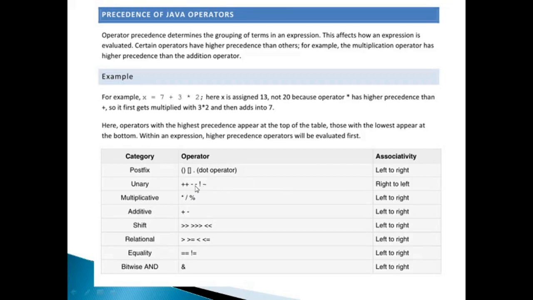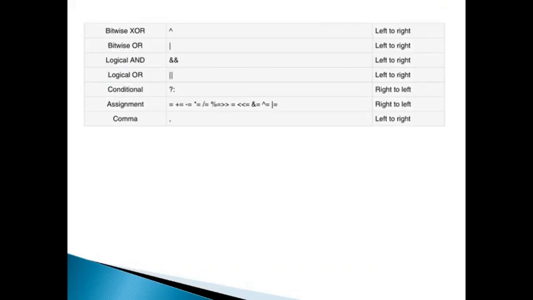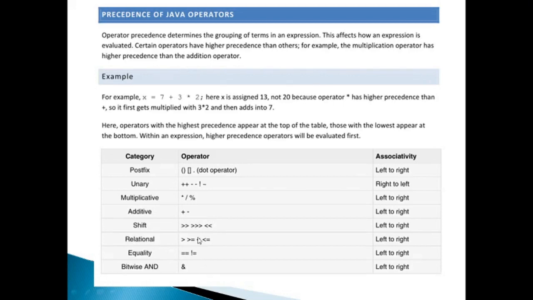Then the unary plus and minus, the not and the tilde follow right to left, and in the same way all these operators are shown with their associativity. This is the whole precedence order, as you can see. Please don't confuse this plus with addition; this is the increment and decrement operator. In the rows, the precedence of the Java operators is shown, and associativity is shown in this column.